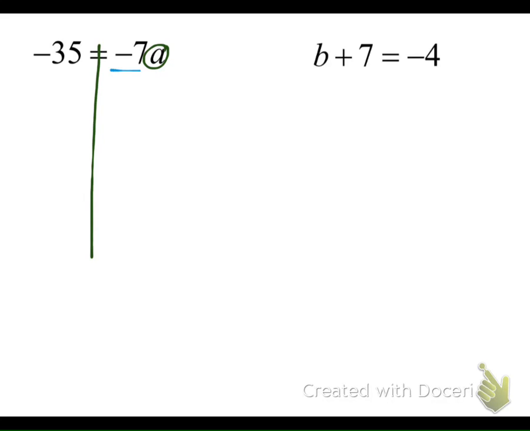Good. To get the variable by itself, we're going to divide by -7, because -7a means to multiply. We do the opposite, which is the inverse operation, and divide by that negative number. Go ahead, cross that out. Then what you do to one side, you do to the other. And -35 divided by -7 gives positive 5. Nice job, Isaiah.